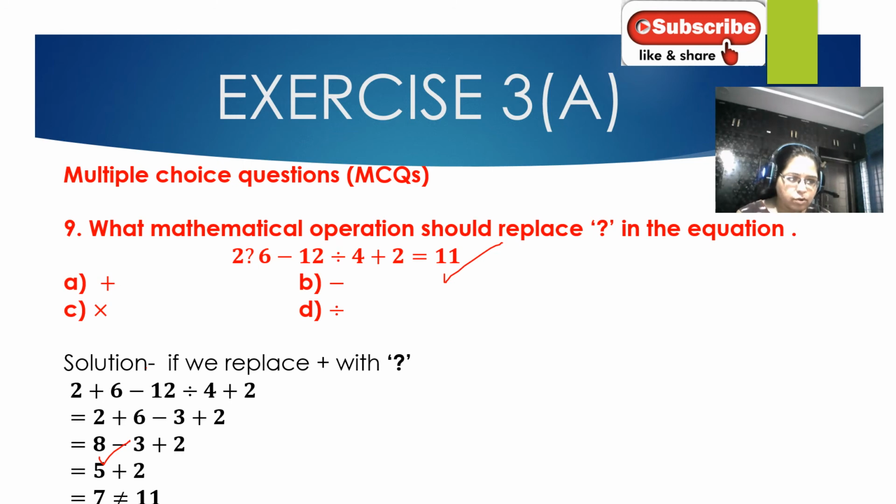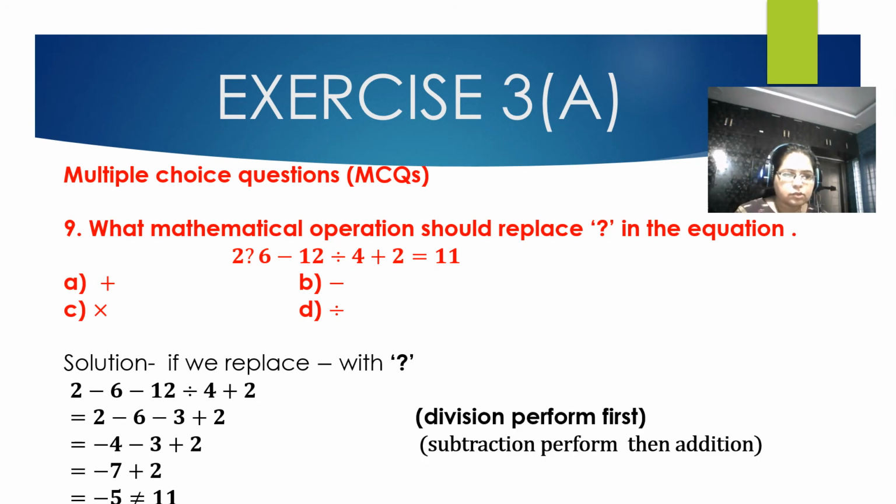Then we will go for the second option B. We replace the operation minus symbol with a question mark in this expression. Now we replace the minus symbol in option B with the question mark. So the expression will be 2 minus 6 minus 12 division of 4 plus 2.